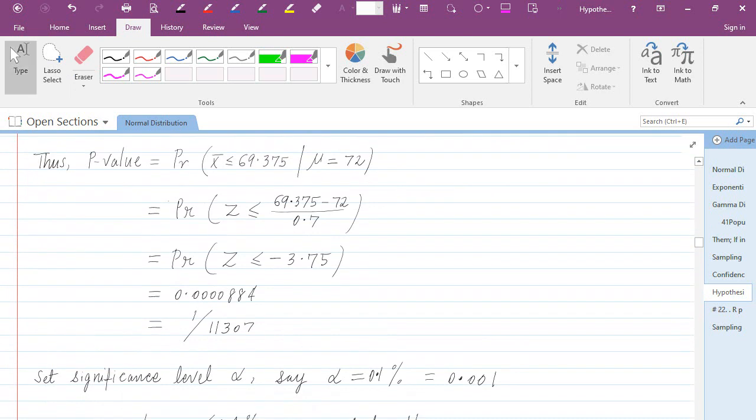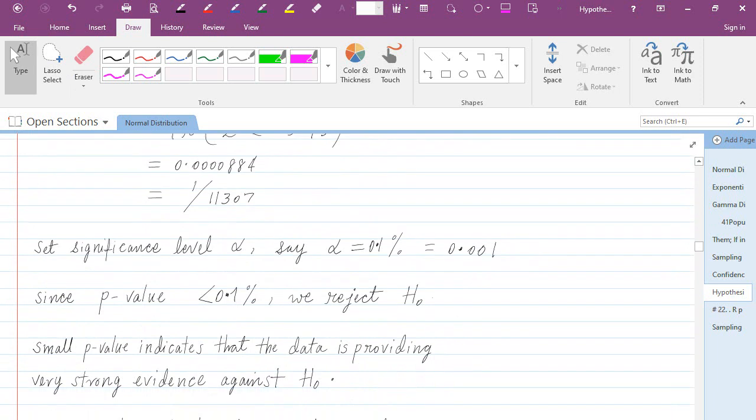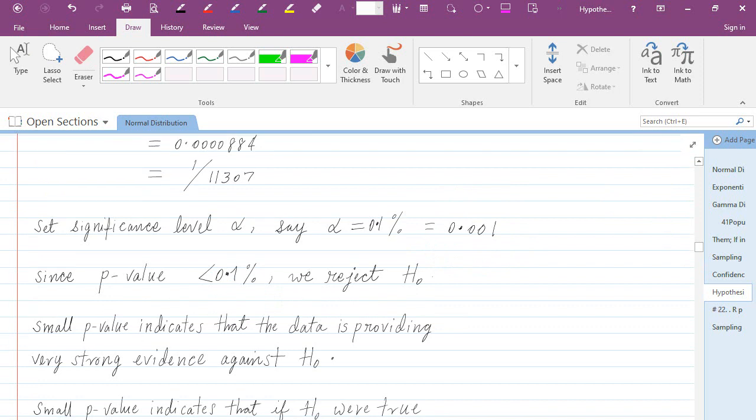Is this p-value small enough? For that we have to set what we call the significance level alpha. So let's say we set significance level alpha to 0.1%, and that's 0.001. This is our standard: if the p-value is less than that, we're going to say that's a very small p-value. Whoever is doing the test has to set this up. So since the p-value is less than the standard significance level of 0.1%, we reject the null hypothesis.